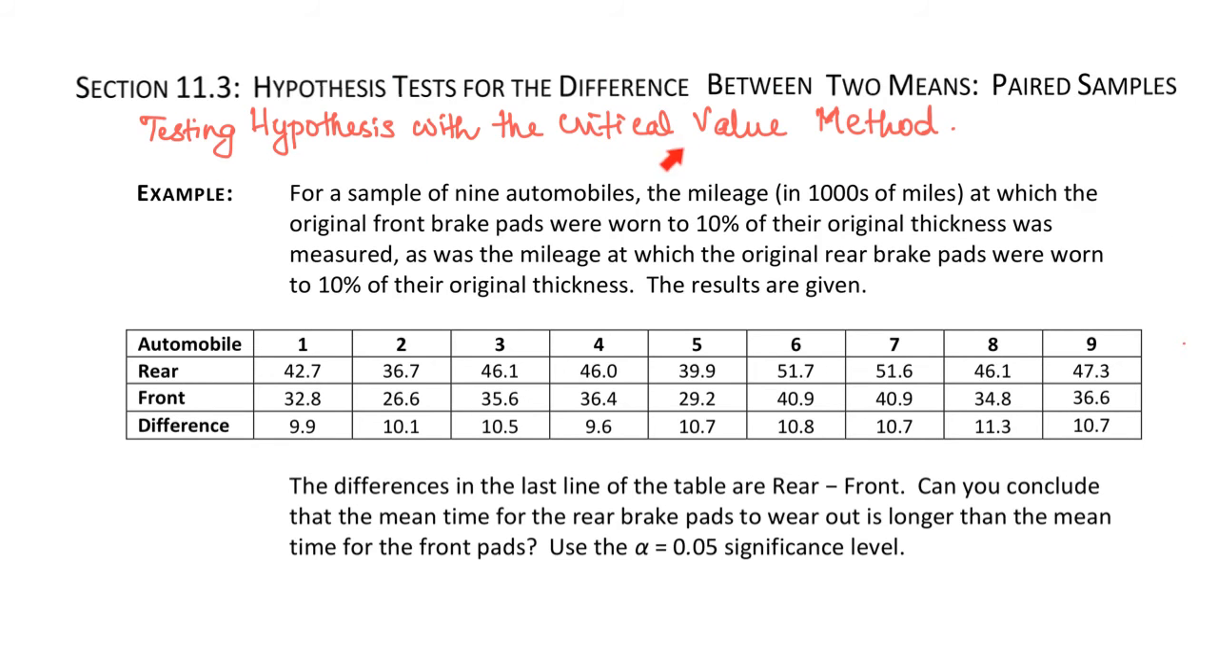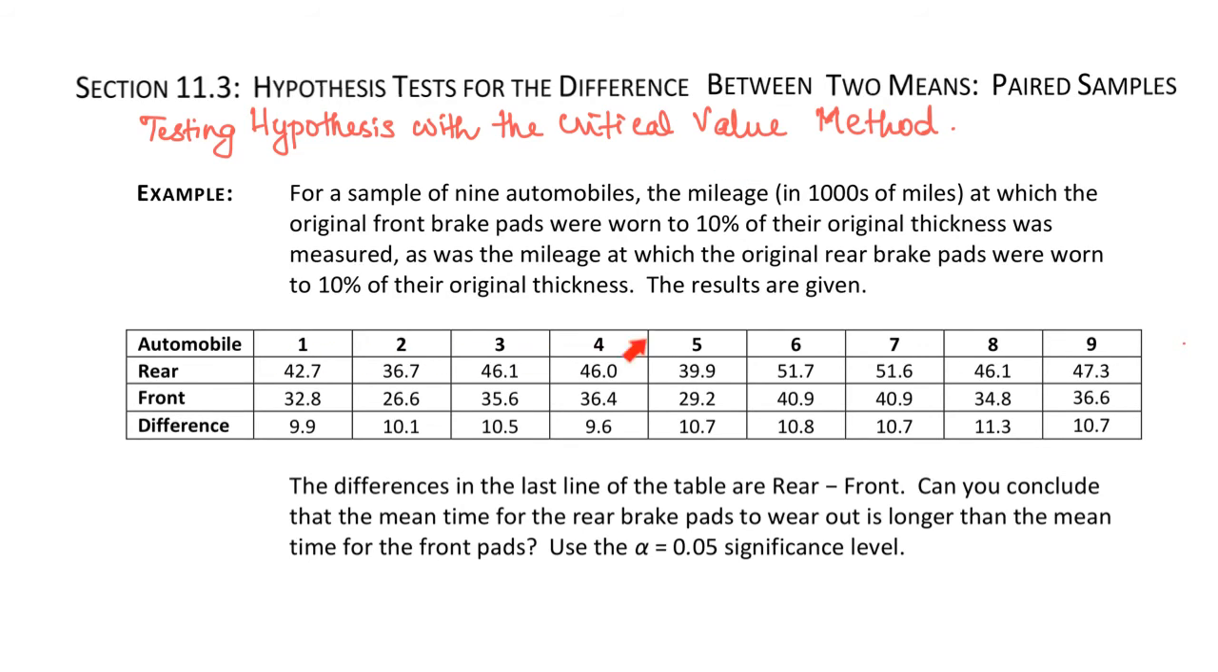Testing a hypothesis with the critical value method. The critical value method for matched pair data is essentially the same as for the population mean with sigma unknown. We can find the critical value using table A3 or with technology.